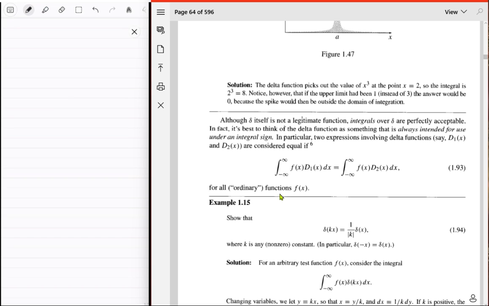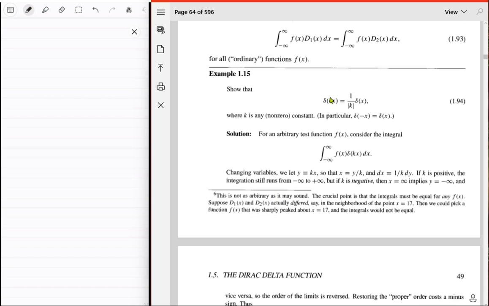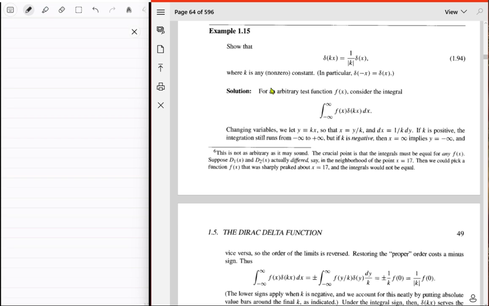Okay, cool. Show that del of kx is equal to 1 upon k del of x, where k is any non-zero constant. In particular, del of negative x is equal to del of x. Oh, it's 1 upon mod of k. Fine. That's an example, by the way. It's not a problem. For an arbitrary test function f of x, consider this integral, change variable.